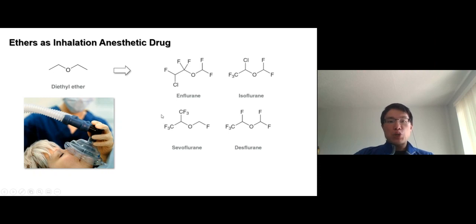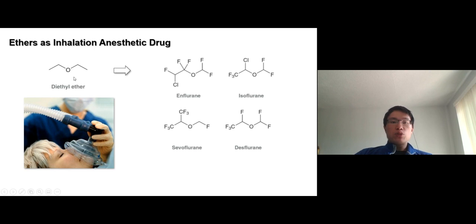Ether is commonly used as an anesthetic drug, to put people to sleep before a surgical procedure. The old inhalation anesthetic drug is diethyl ether. So to put people to sleep, just simple ether.